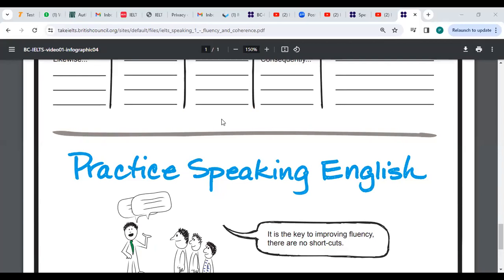Once again, remember, the examiner does not care whether what you are saying is true or not. The examiner does not care. We just want to check grammatical range, lexical resource, pronunciation, and fluency and coherence. Fluency and coherence in the speaking test.